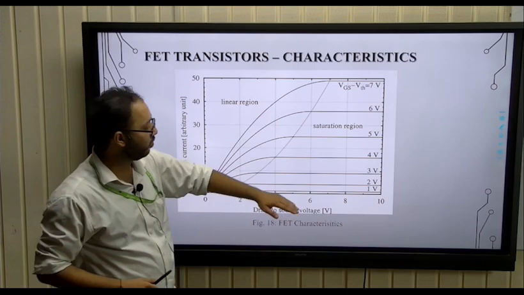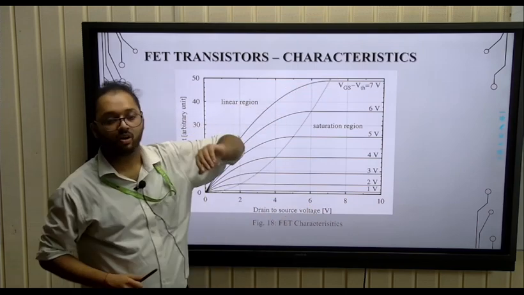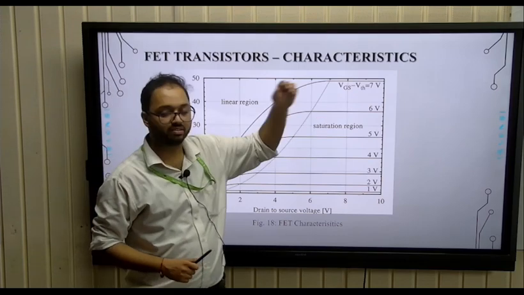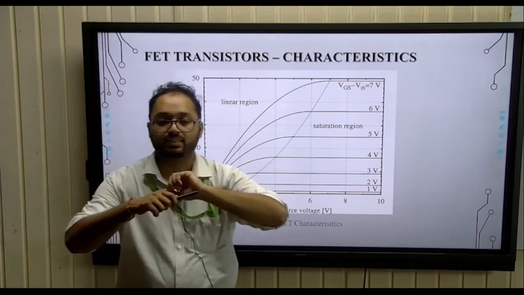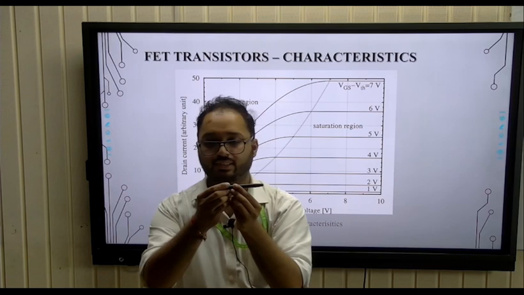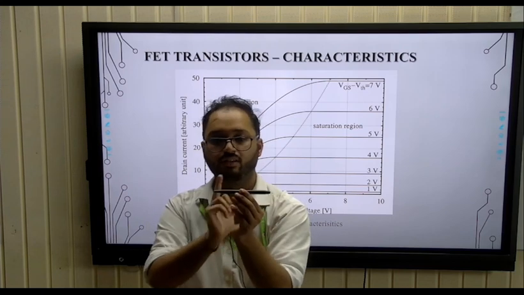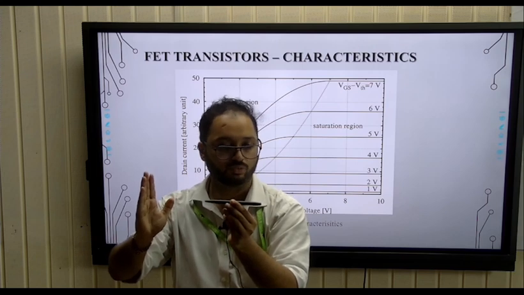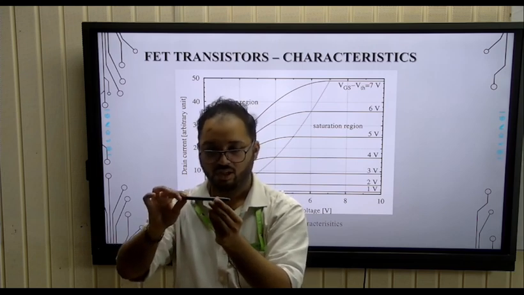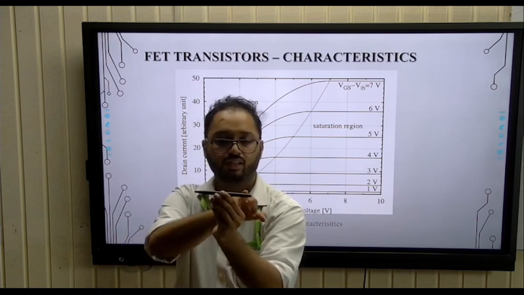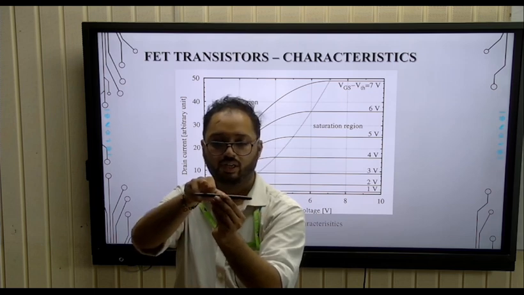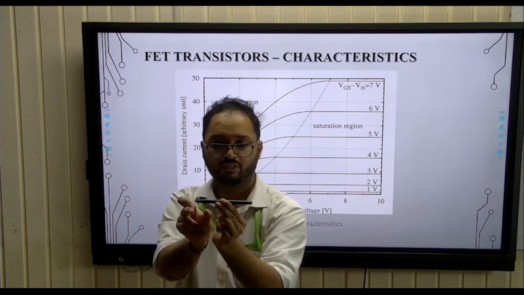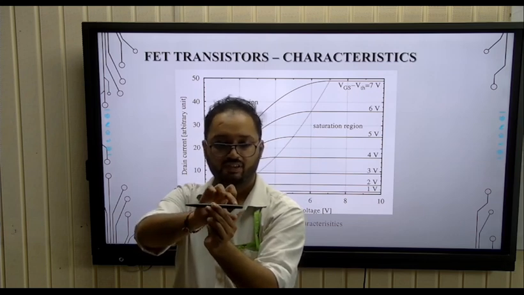Okay, now why is the graph going like this? There is a linear region, there is a saturation region. What is actually happening is when you are having it like this, okay, there is your drain, there is your gate, and there is your source. Okay, let's take it on this only. There is drain, there is gate, and there is source. Okay, this much source is covering, this much drain is covering.